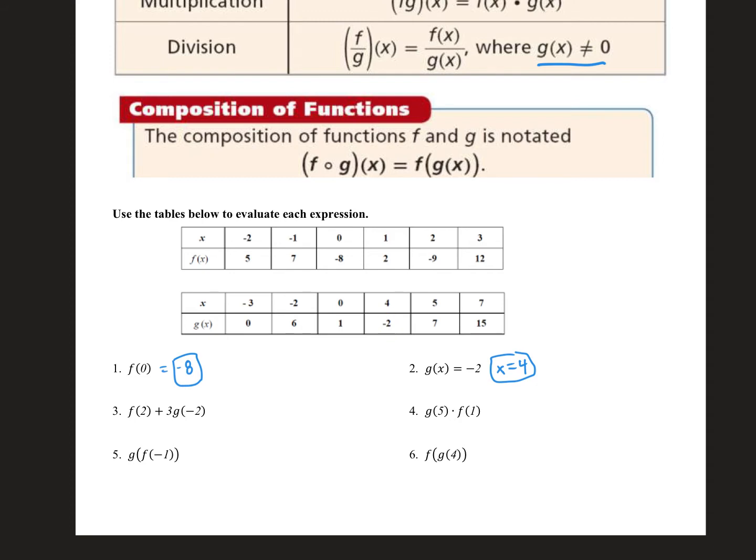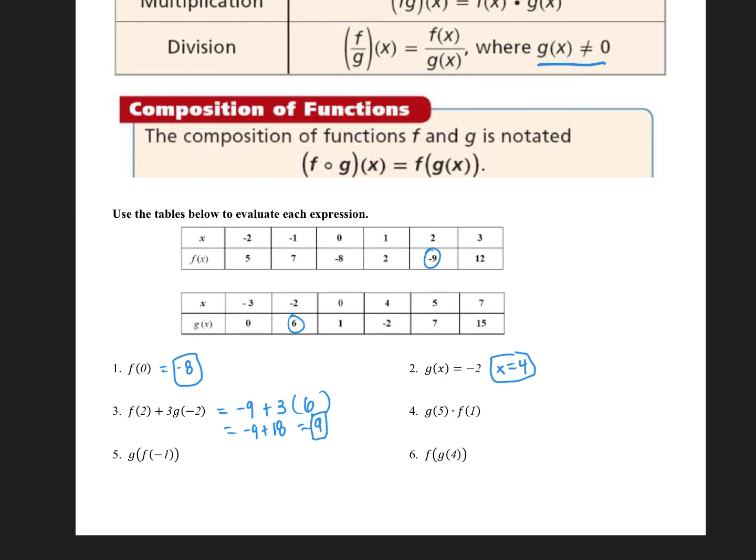All right, number 3, f of 2. So f of 2 gives me out -9 plus 3 times g of -2. So we got to go to now our function g. X is -2, we get out 6. So we have -9 plus 3 times 6, so -9 plus 18, which is 9.